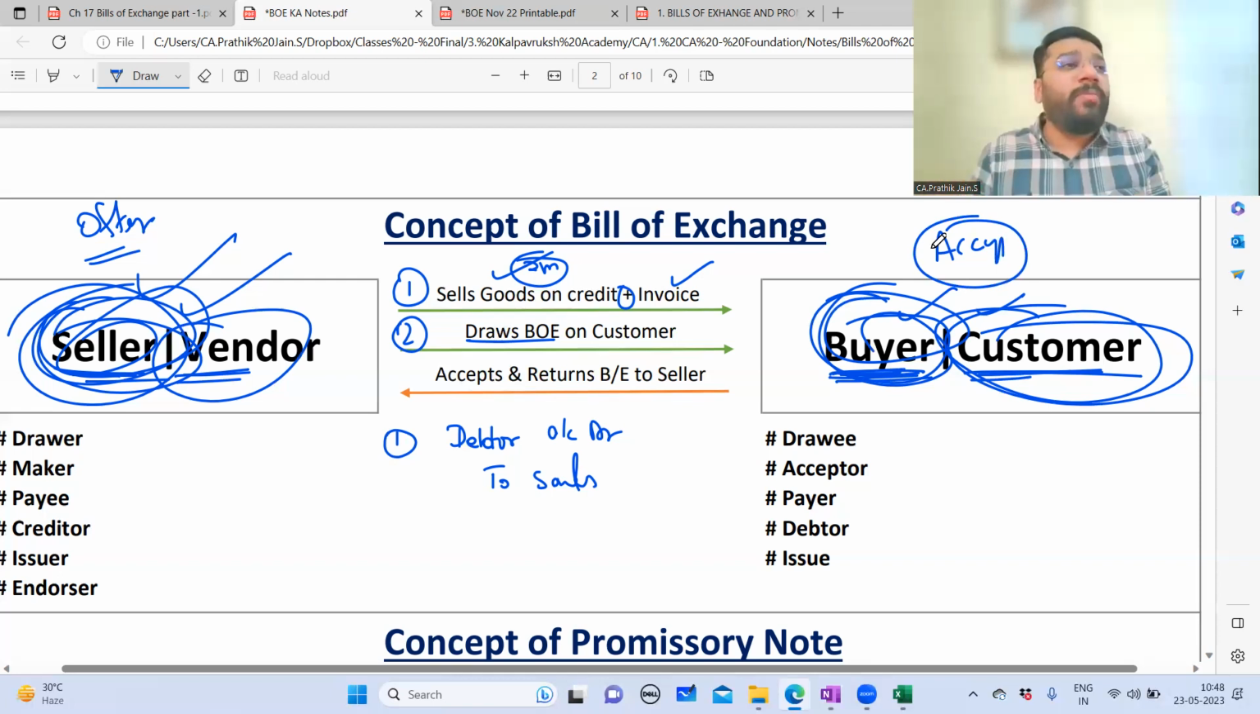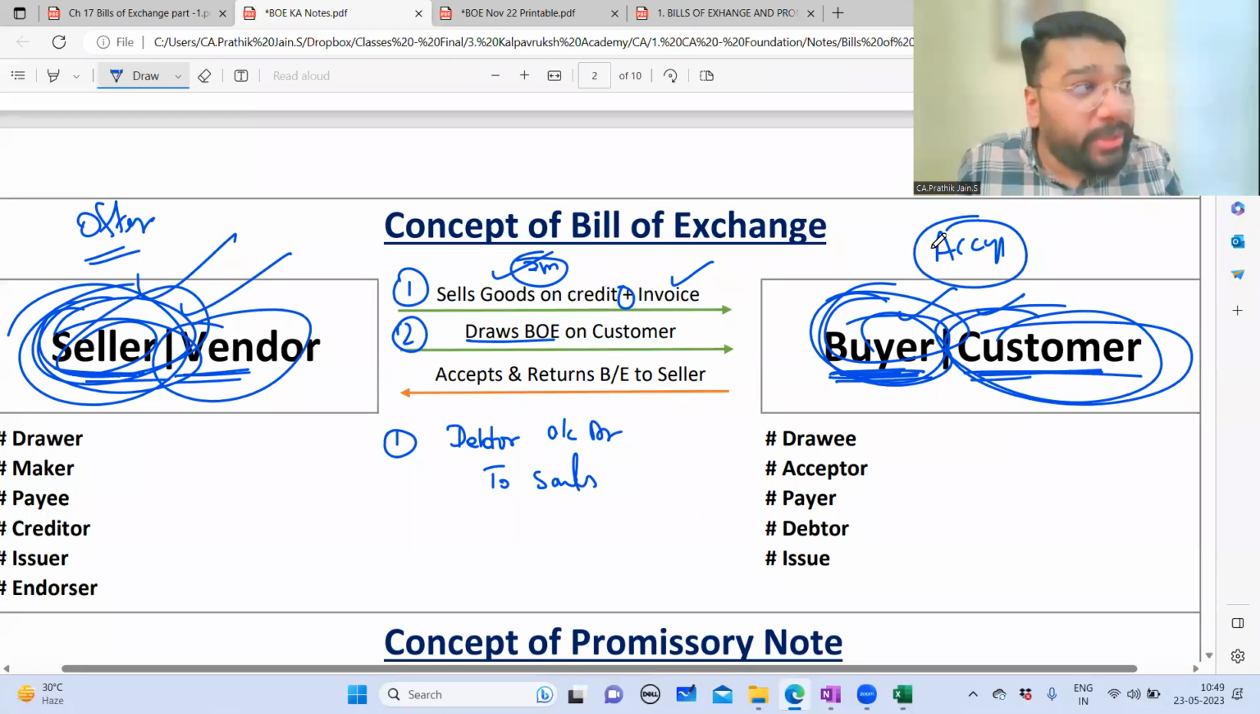If he signs and gives the document with himself, how will the seller know that he has accepted? So he has to give the document back to whom? The seller. The acceptance is communicated. Now, if these 3 steps are taken care of, your bill of exchange is perfectly executed.